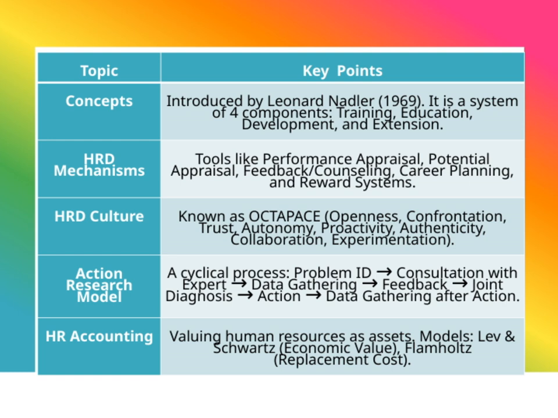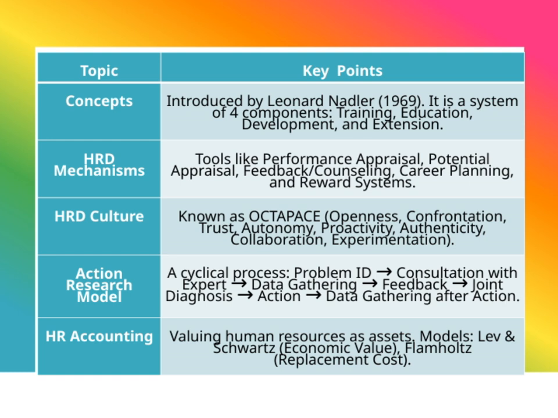Now, let's discuss the action research model. It's a cyclical process designed for continuous improvement. It starts with identifying a problem, then consulting with experts, gathering relevant data, providing feedback, jointly diagnosing issues, taking action, and finally gathering data again to assess the results. This cycle helps organizations adapt and evolve effectively.